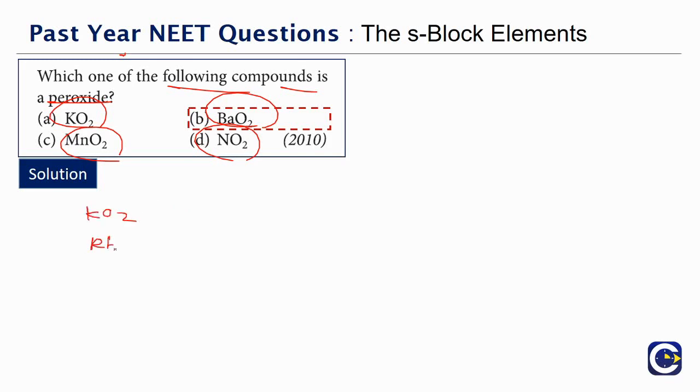Potassium and rubidium can form superoxides. What is superoxide? Superoxide is O2 minus. Peroxide means O2 2 minus.